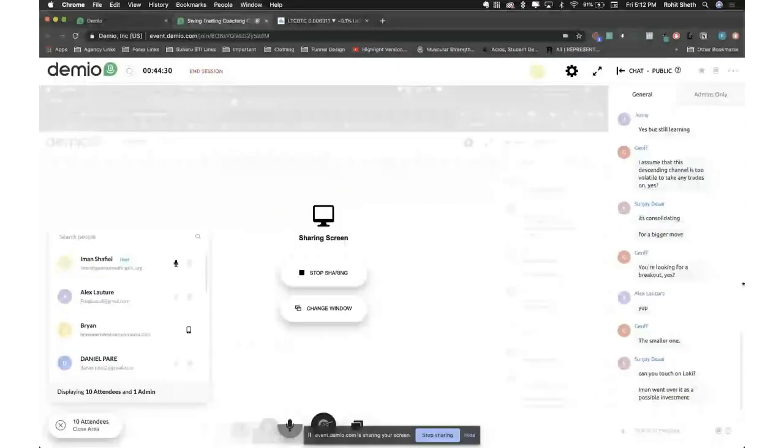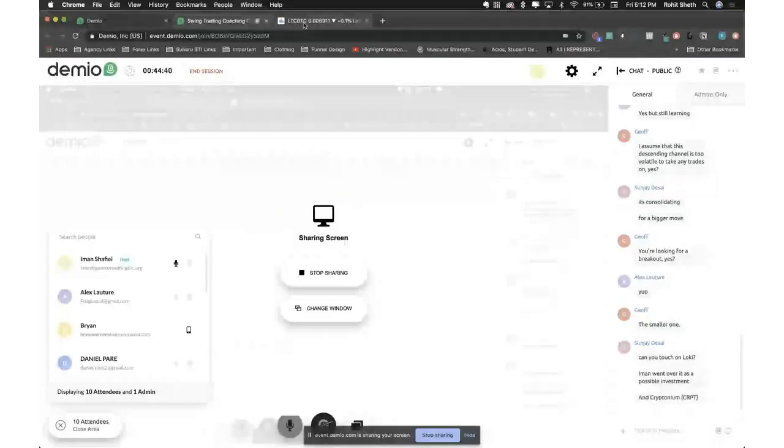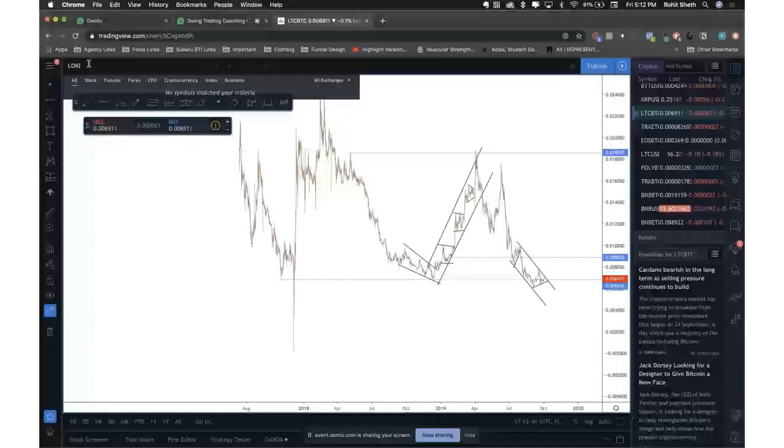So that's a couple of the alts that I wanted to go over, but let's go over a few different coins. Now, in terms of, can you touch on Loki? Ron went over it as a possible investment. All right, well, let's do that. I'll go over Loki.